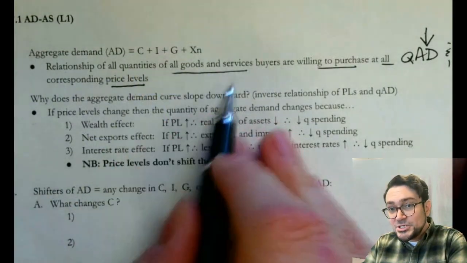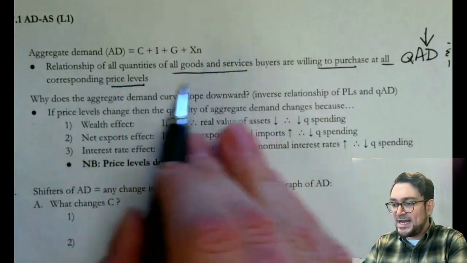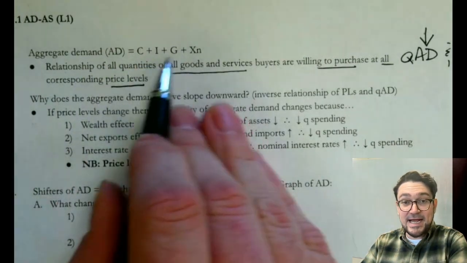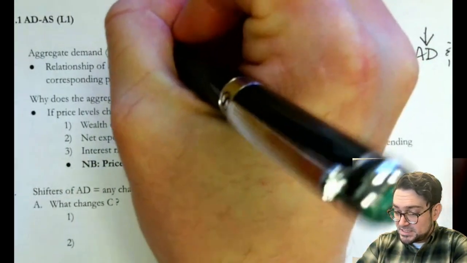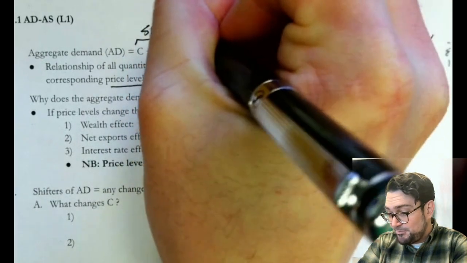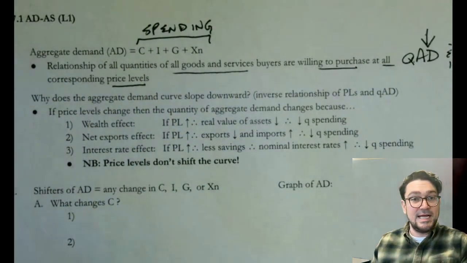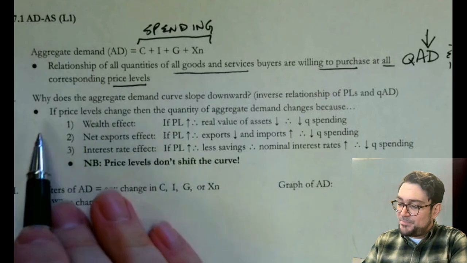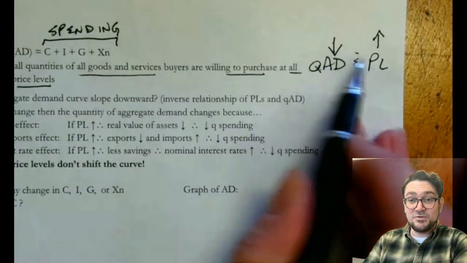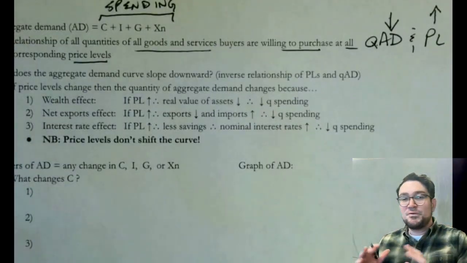And this relationship of everything people are willing and able to buy, we can quantify it by adding up all the spending in the economy. So this is the spending approach to GDP, but it's also how we know what goes into aggregate demand. It's consumption, investment spending, government spending, and net exports. Now, the inverseness of this relationship is true for a few different reasons.